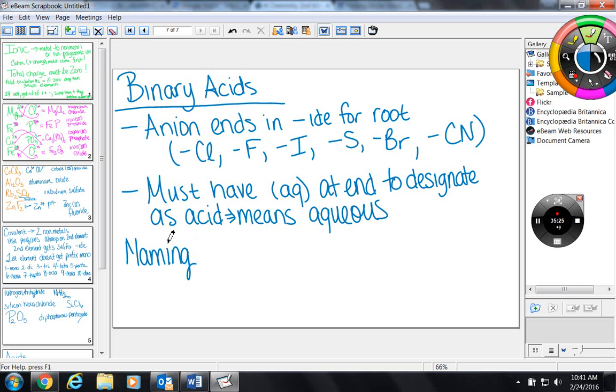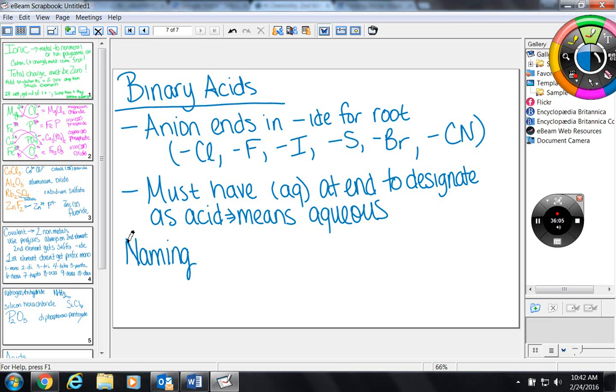All right. So with the binary acid, the anion, the negative part after the hydrogen, ends in -ide. So chloride, bromide, iodide, fluoride, cyanide, sulfide. Okay? You have to put aqueous, AQ, at the end of a binary acid to designate it as an acid. Otherwise, since it's binary, it can be looked at as a covalent compound. This is HCl, and AQ means aqueous, dissolved in water.